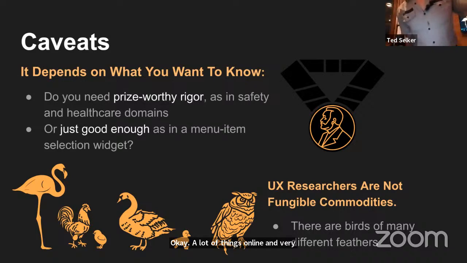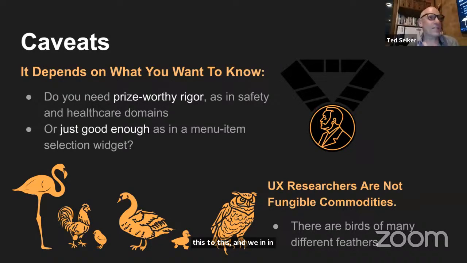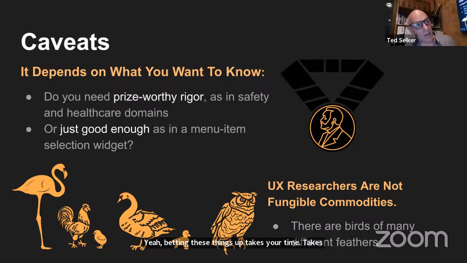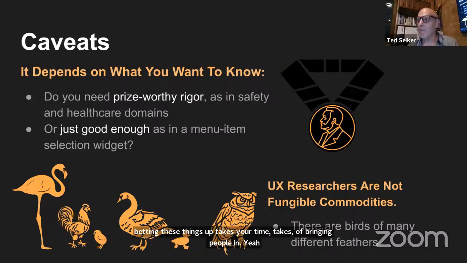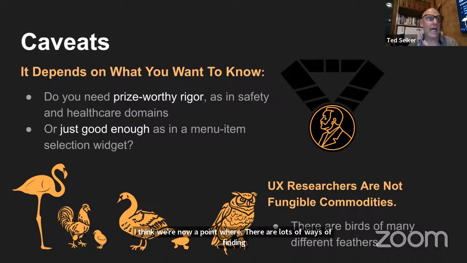I would say that during COVID, I started doing a lot of things online, and very quickly I got to this momentum thing. I had a student in Paris actually, and we did experiments in days that blew my mind, because I was used to the setup, traveling, and it takes time. Setting these things up, bringing people in, takes your time. It kind of started with Mechanical Turk, getting lots of people together, and then Craigslist bringing in people. But I think we're now at a point where there are lots of ways of finding validated subjects, and one of the most dangerous ways is the professional subject.